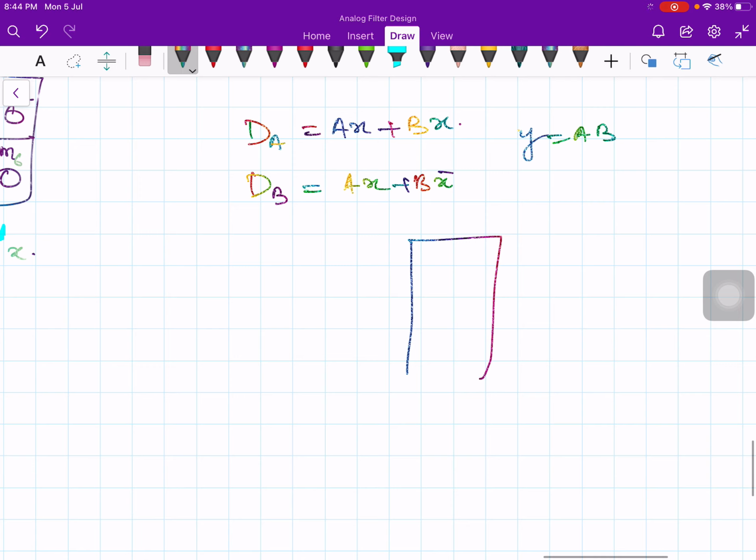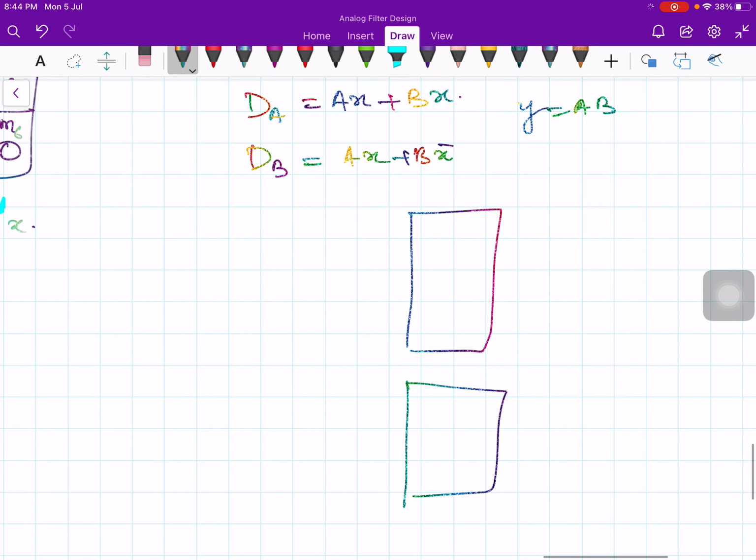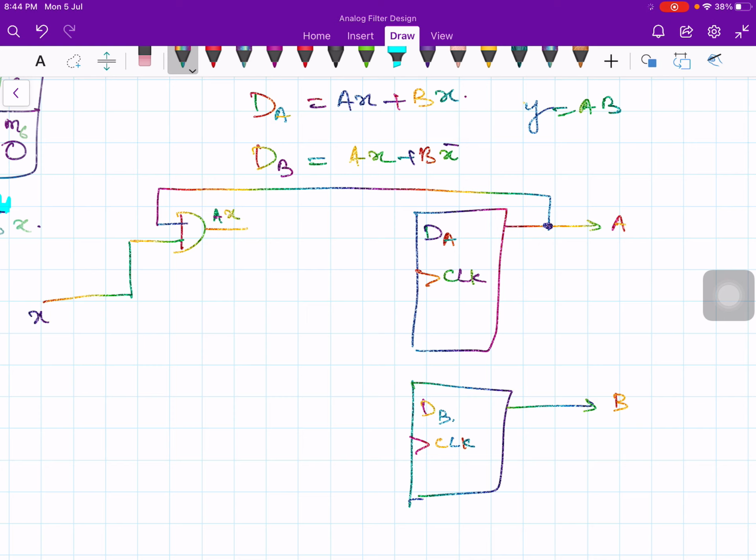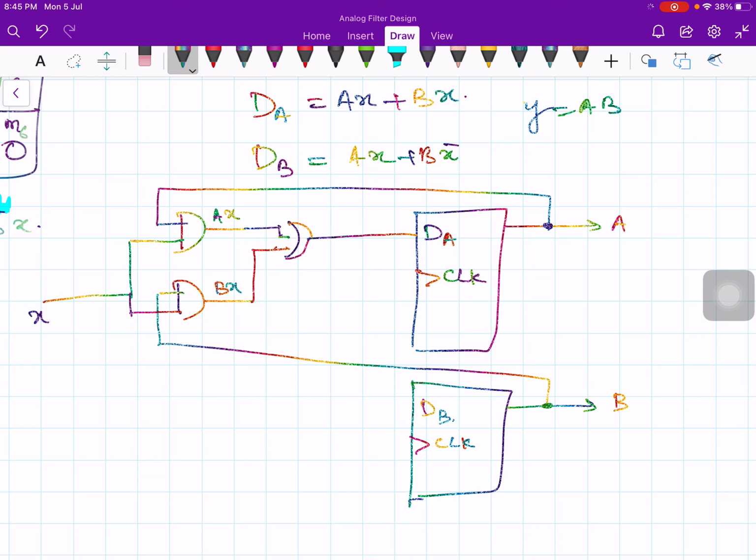So the circuit diagram is straightforward. You have two flip-flops. The output of the first flip-flop is A, and the second flip-flop is B. This is the clock, CLK, and this one is DA, and this one is DB. Okay, AX and BX. So you put an AND gate, and this one is A, and connect X. So this point is AX. Put one more AND gate. You take B here and X here. So this is BX. These two are given to an OR gate and then given to DA.